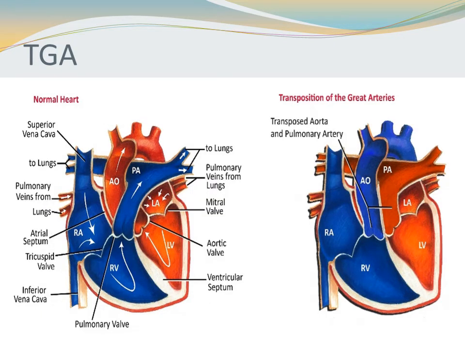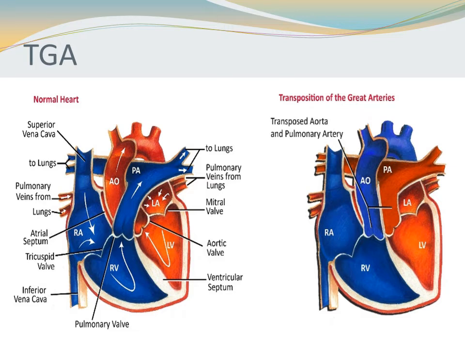Transposition of great arteries. As is clear from its name, the great arteries, that is the pulmonary artery and aorta, are switched. Instead of the aorta arising from the left ventricle, it is arising from the right ventricle, and the pulmonary artery is arising from the left ventricle. So deoxygenated blood goes from the right ventricle to the aorta, goes to the body, and returns back to the right side of the heart, and oxygenated blood from the left side of the heart goes to the pulmonary artery and returns back to the left side of the heart.